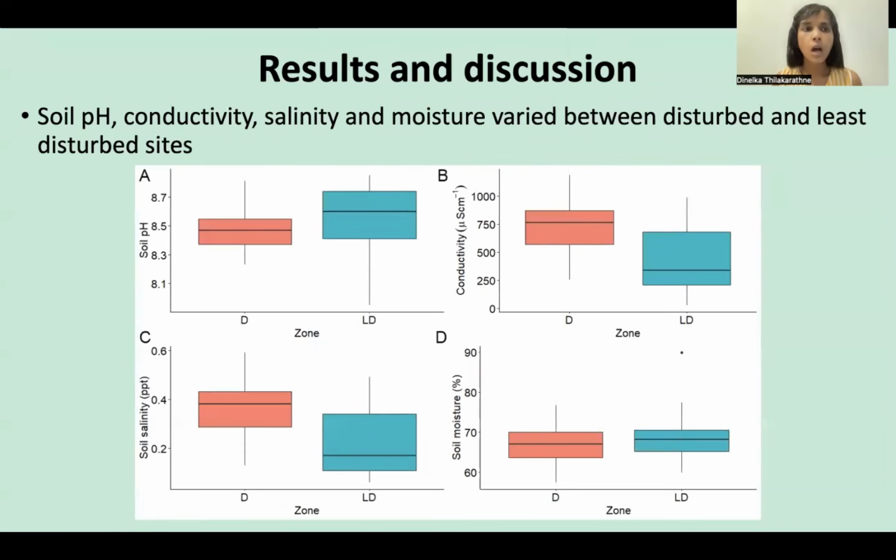Then we wanted to look at how the physiochemical parameters vary between these sites. We found that soil pH in the disturbed sites was lower compared to the least disturbed sites, and conductivity, soil salinity, and soil moisture were higher in the disturbed sites. These are the physiochemical parameters that affect the abundance of crabs in this ecosystem. The abundance of these crabs ultimately relates to the soil sedimentation process.